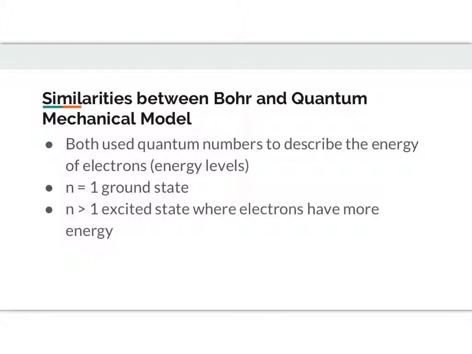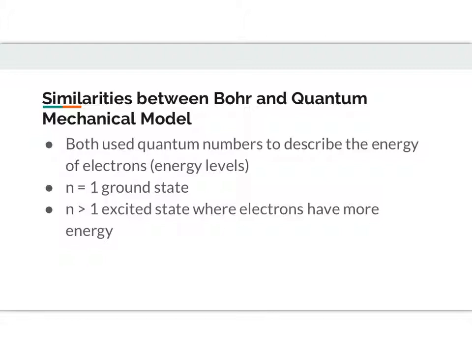So we've been talking about the Bohr model of the atom, and now we're introducing the quantum mechanical model of the atom. How are they similar? Both will use quantum numbers to describe the energy of the electron, so both of them have energy levels. In the Bohr model for hydrogen, that one electron was in the ground state, or n equals 1. And when the electron was not in the ground state, it was in an excited state, so n greater than 1. So the electrons had more energy and they were farther away from the nucleus. We can still use these terms, ground state and excited state, to talk about electrons within the quantum mechanical model.